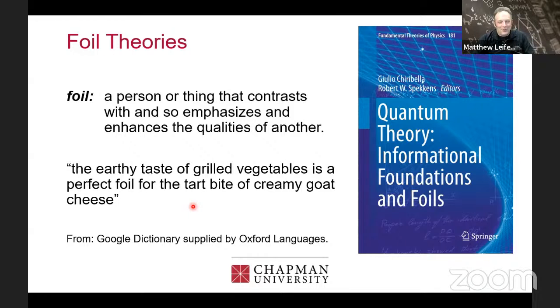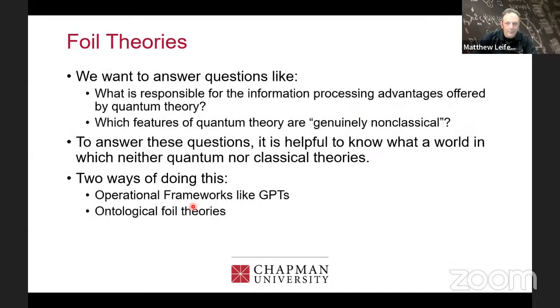So what are we doing with foil theories? Foil theories are theories that aren't quantum theory. In fact, they are theories which are unlikely to be true theories of nature. They're not designed to be true theories of nature, so they're just fictions. But they're designed to highlight or to try and explain some of the features of quantum theory. That's the point of them.